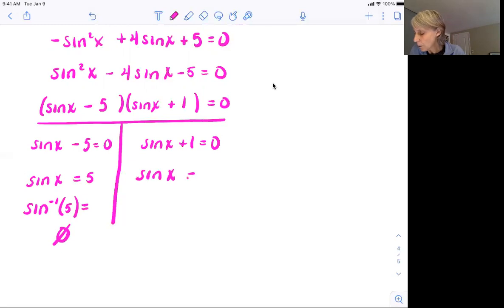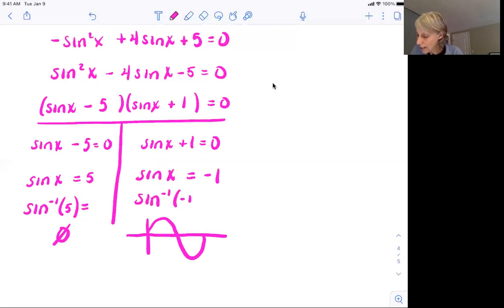Sine x equals negative 1. Again, since we're solving for a function value that's 0 or 1, we're going to think of our sine curve. The angle whose sine is -1 is going to be 270 degrees. So our only solution is going to be 270 degrees.